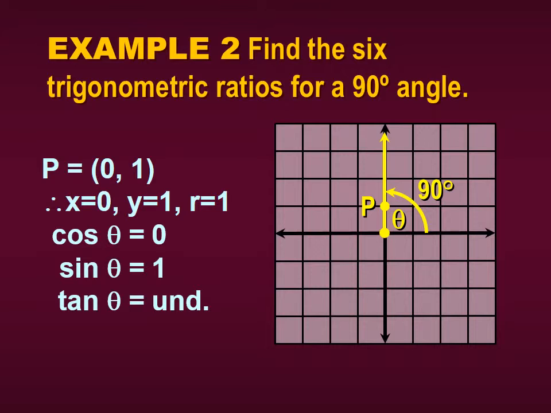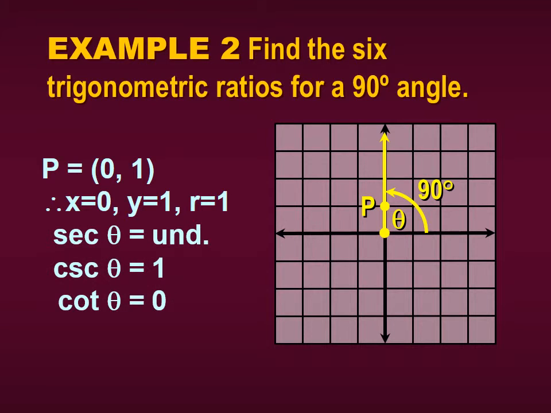So cosine, remember, is x over r. So 0 over 1, which is 0. Sine is y over r. So 1 over 1, which is 1. And then we get tangent, which is y over x. So we've got 1 divided by 0. Well, you can't divide by 0, which means tangent of 90 degrees is undefined.